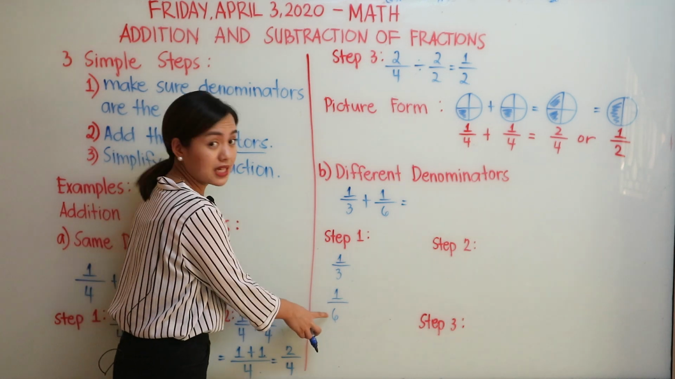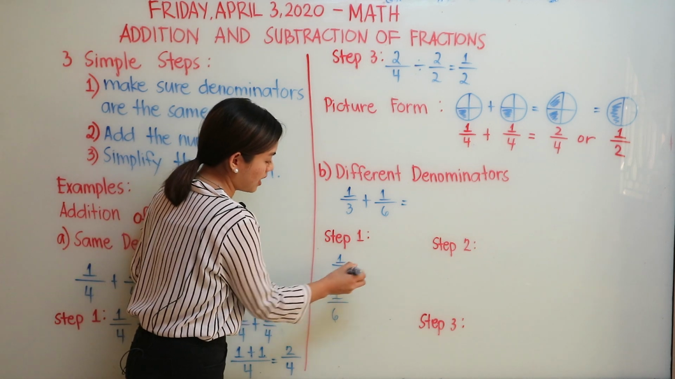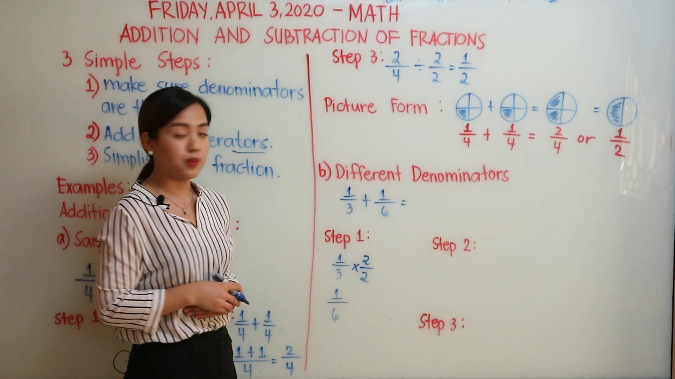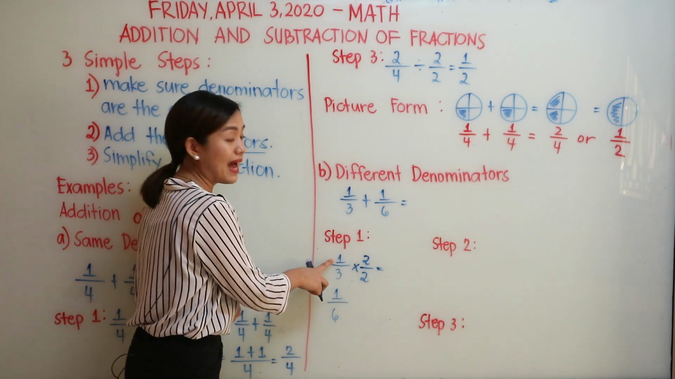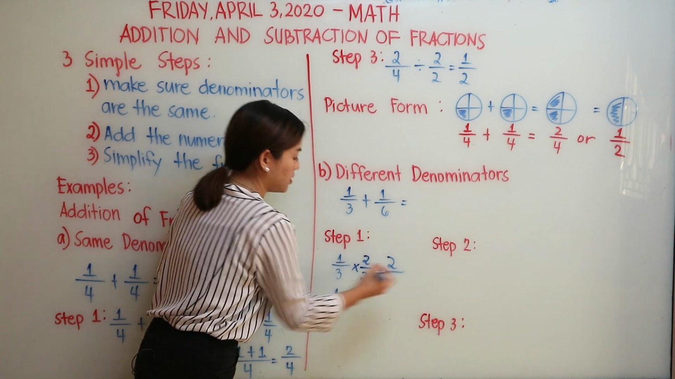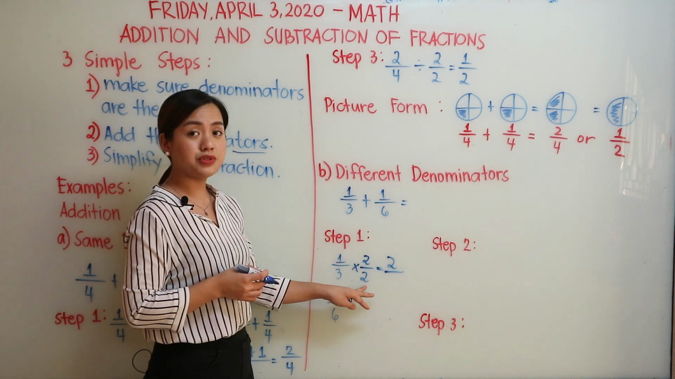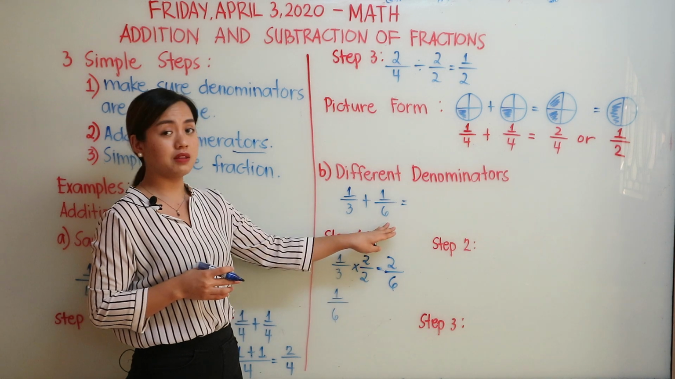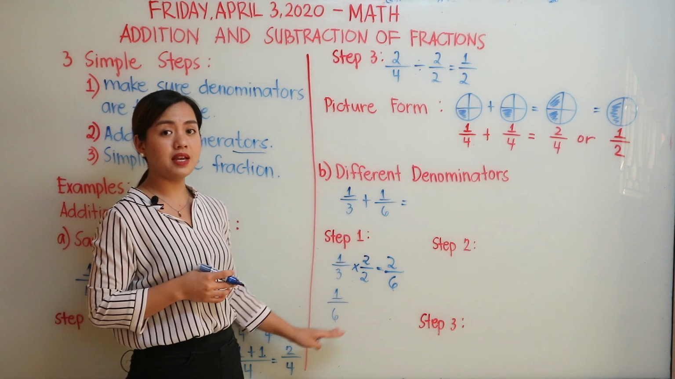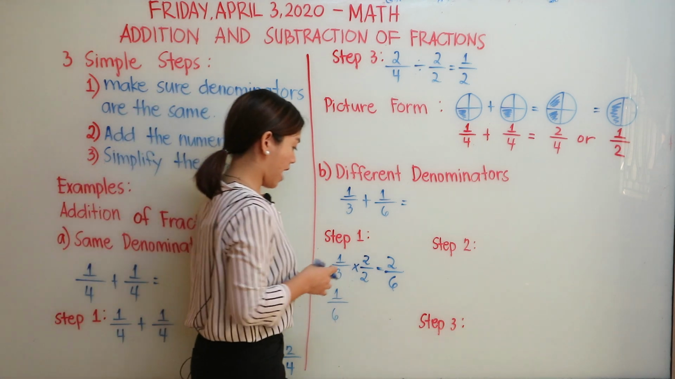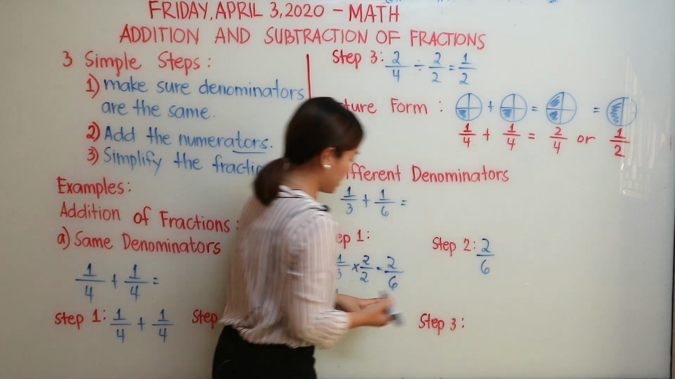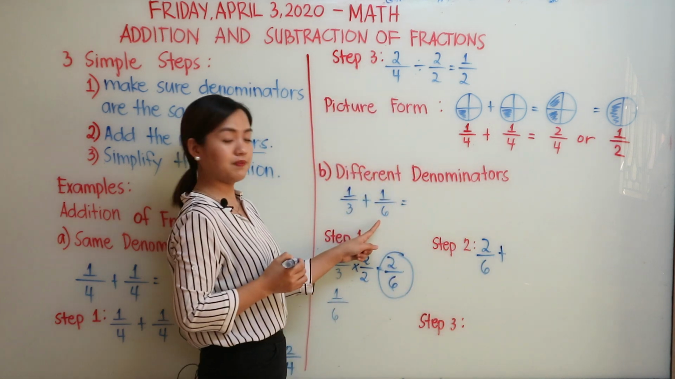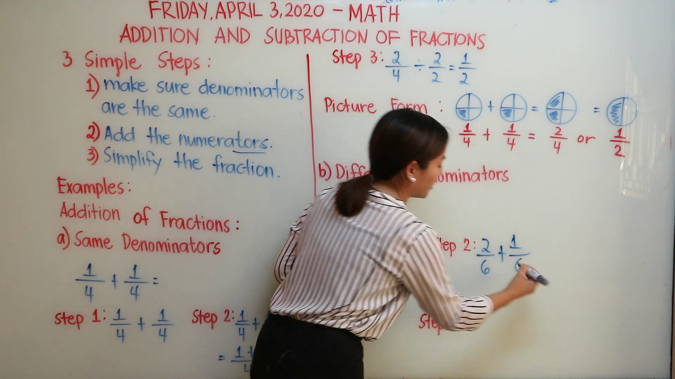Okay, so we have here 6 and we have here 3. Now we can multiply this fraction by 2 over 2. Why? Because 1 multiplied by 2 is equal to 2, and 3 times 2 equals 6, which will give us the same denominator as the other fraction. Now we have the same denominator. Let's proceed to step 2. So we have here 2 over 6, added to here, 1 over 6.